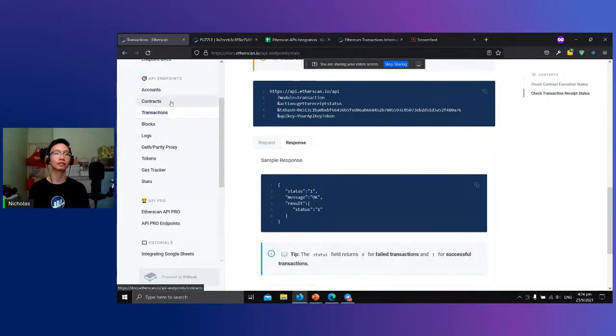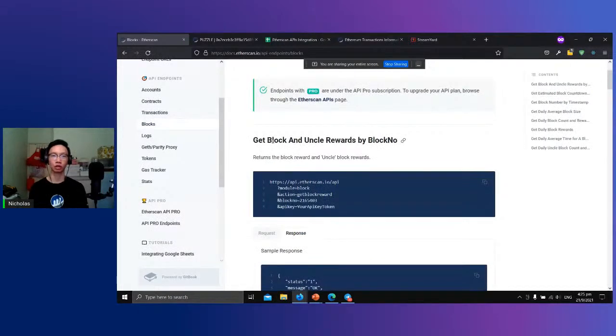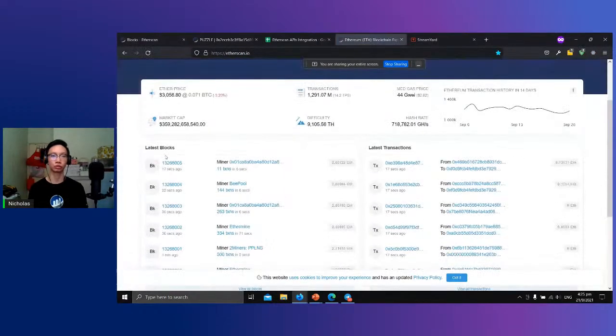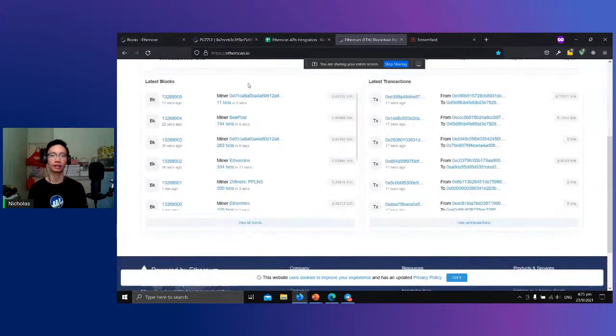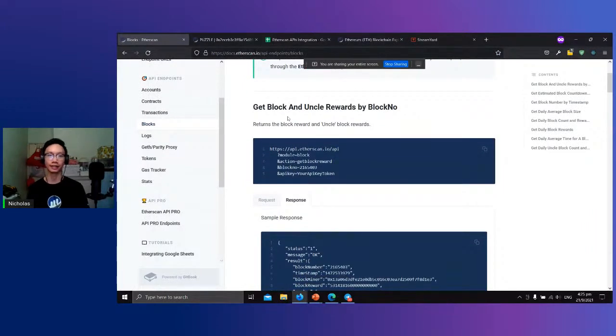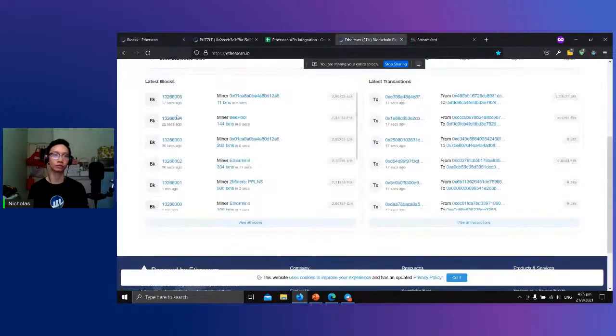Okay, so after contracts, transactions, sorry. After that is blocks. For blocks, you have endpoints such as block and uncle rewards. Essentially, for every block mined on the Ethereum blockchain, as we all know, it produces a 2 Ether block reward and uncle rewards where necessary. So you can query them by this block number, passing it to the endpoint to find out how much reward was given to the miner for mining this block.